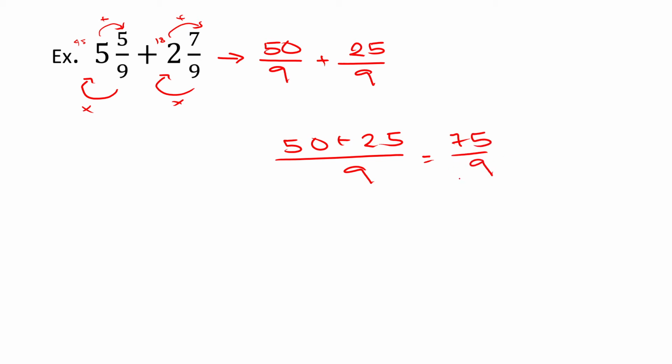Again, simplify this. 75 and 9 have a common factor of 3, so divide both top and bottom by 3. You're going to get 25 over 3, or you're going to get 8 and 1/3. So you have 3 options. Actually, you only have one option.